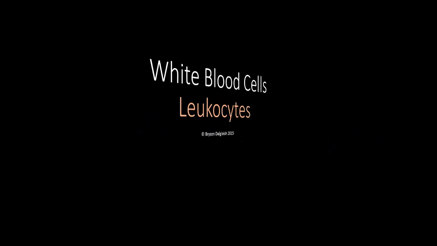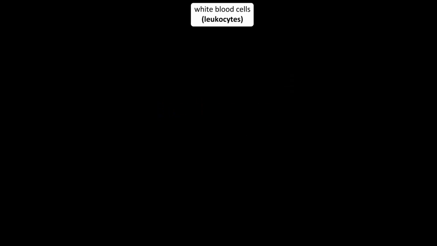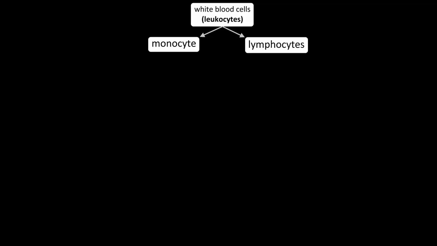Today I'd like to take a look at white blood cells, so-called leukocytes. Leukocytes meaning white empty cells. These cells are made in the bone marrow. I'm going to look at two types of leukocytes, monocytes and lymphocytes.